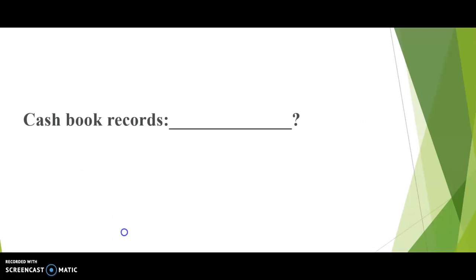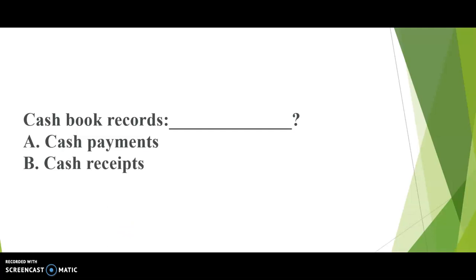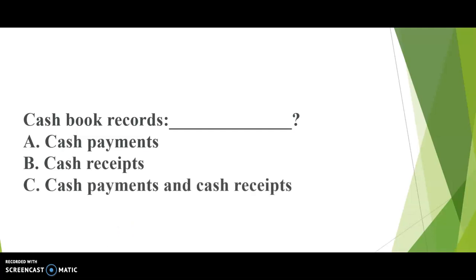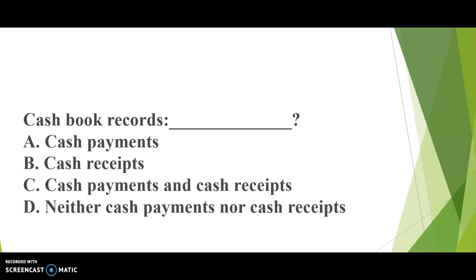Cash book records: cash payments; cash receipts; cash payments and cash receipts; neither cash payments nor cash receipts. A cash book records only cash payments and cash receipts. So the correct option is C: a cash book records only cash payments and cash receipts.